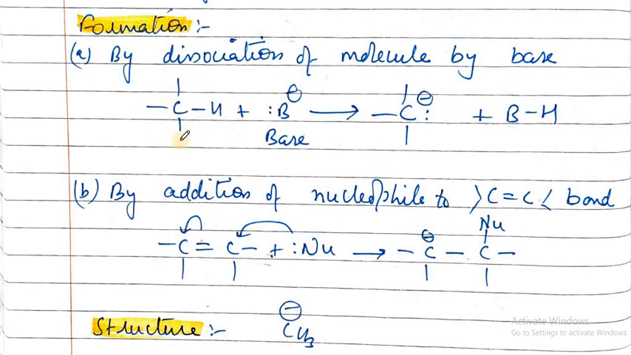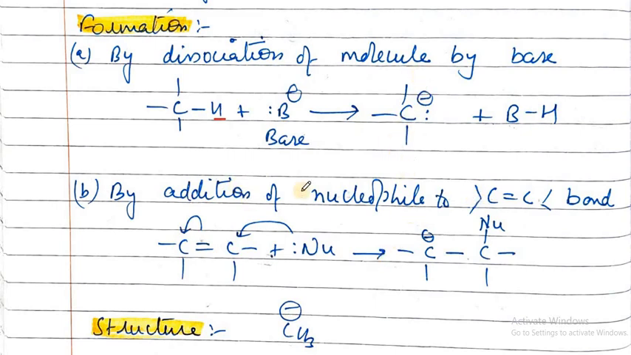How are these formed? Generally by dissociation of a molecule by a base. Suppose this is any molecule, and a base carrying negative charge abstracts a proton, and these electrons remain with carbon. So carbon carries negative charge with a lone pair of electrons, and BH is formed. So by dissociation of a molecule by a base, carbanions are formed.